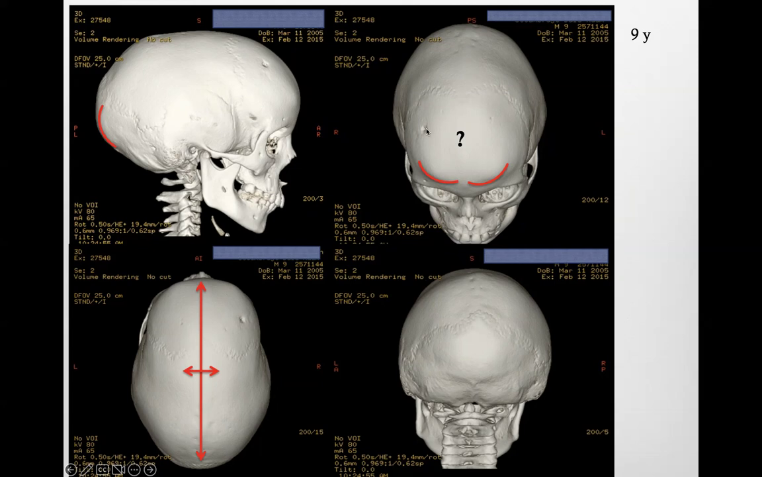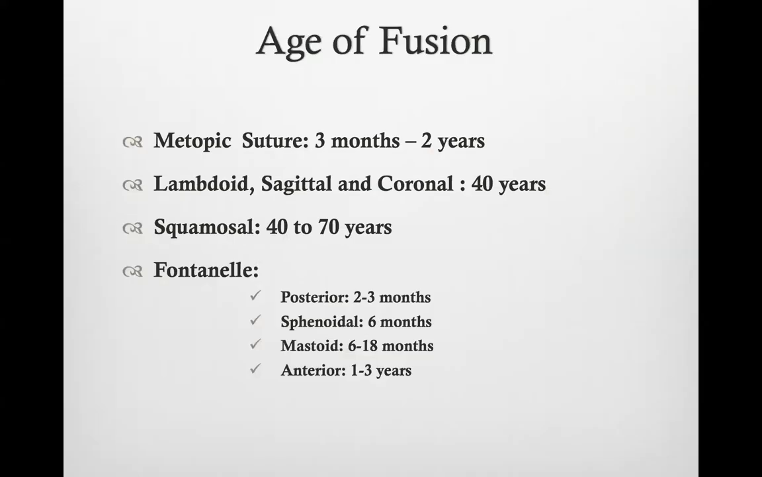also not visualized. In case of metopic synostosis, look at the age of the child. Why? Because the metopic suture fuses very, very early, between 3 months and 2 years. Actually, most of the metopic sutures fuse by 9 months, and it is the only one that fuses so early. Lambdoid, sagittal, coronal, squamosal, they are fused in adulthood.